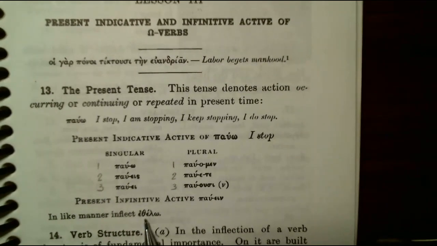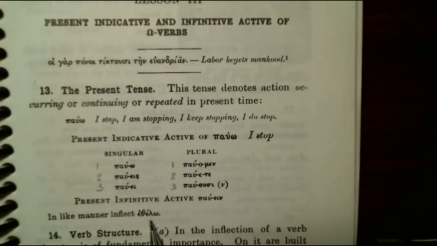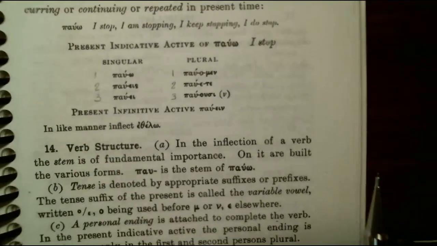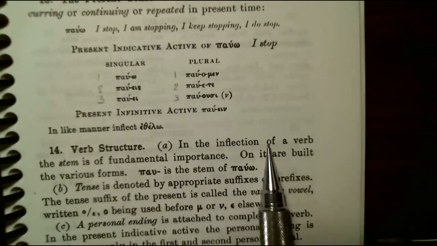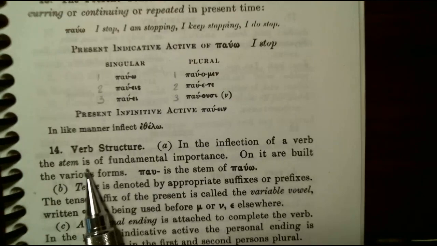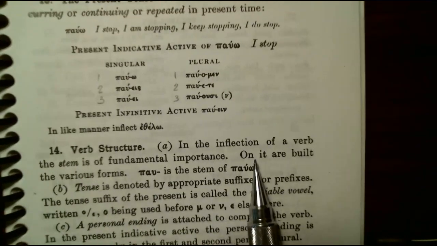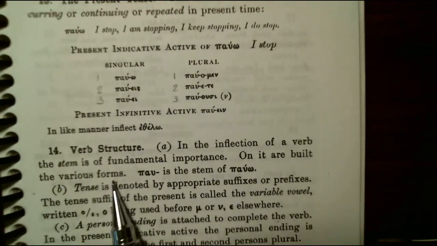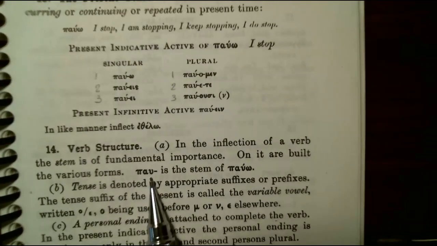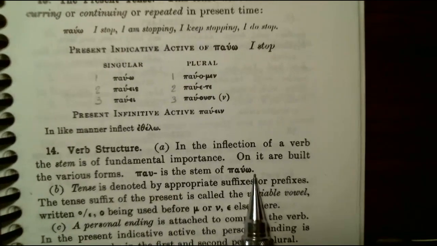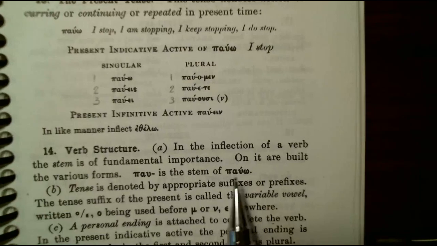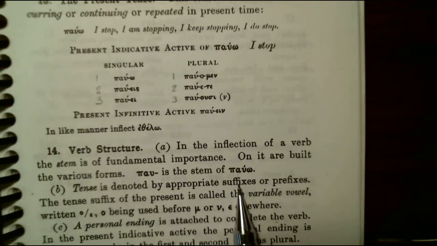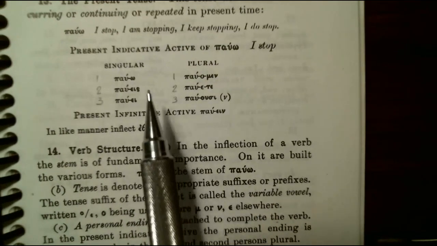They want us to inflect Othello. We may do that later on. But right now, let's go to paragraph 14 here. So verb structure. In the inflection of a verb, the stem is of fundamental importance. On it are built the various forms. Okay, so pao is the stem of pao. And then the various forms are going to be the various persons in the present, in this case, present tense. So tense is denoted by appropriate suffixes, which is what we're using here.